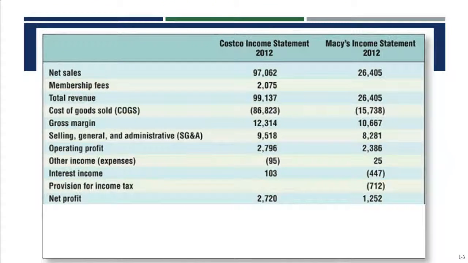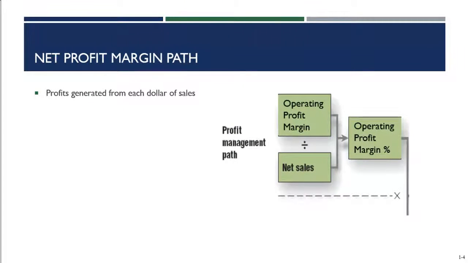All right, so now let's get back to our profit management path now that we've had this detour about the income statement. So here's an example of the income statement for both Costco and Macy's. And again, this is the same one that's in your book, so you've got these numbers handy as we walk through some of this example math. So let's talk about the components of the profit management path and how we can find those things on the income statement.